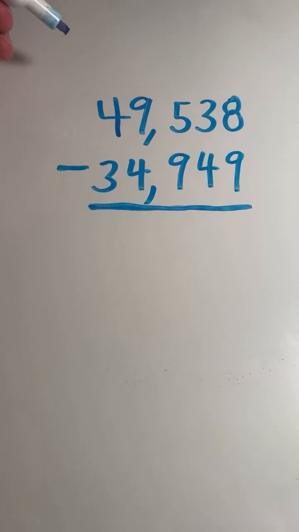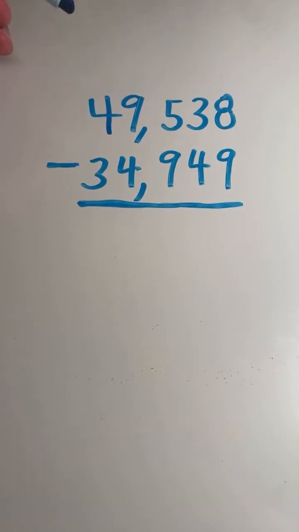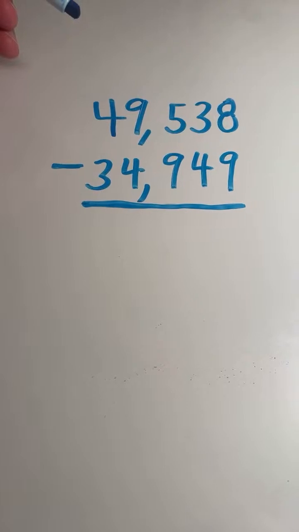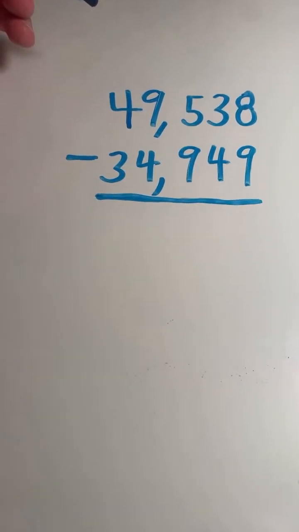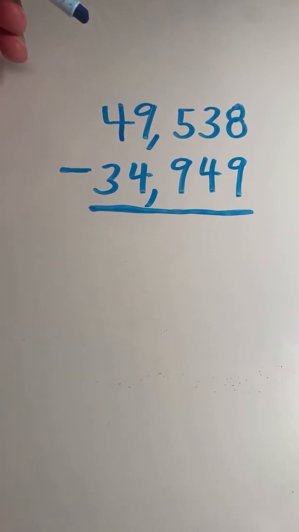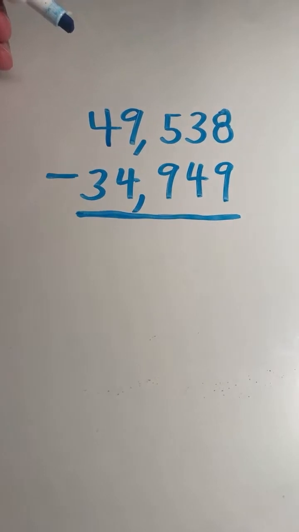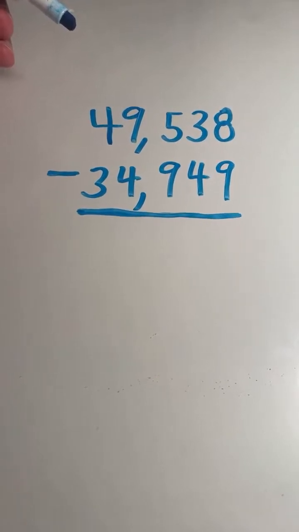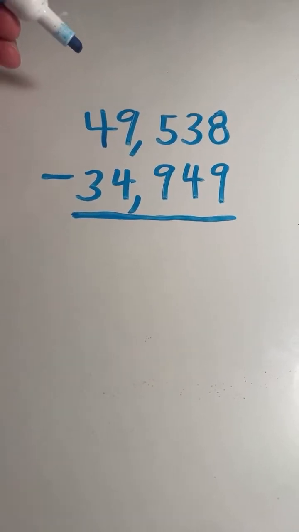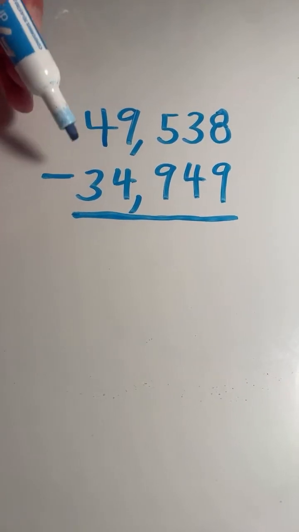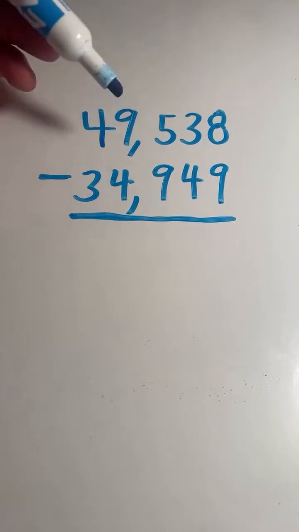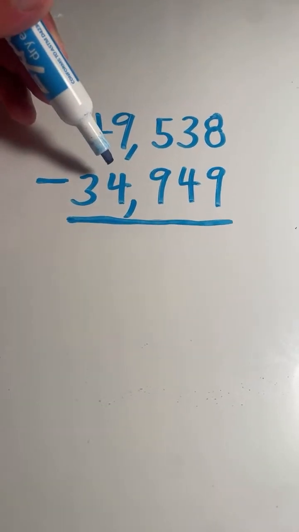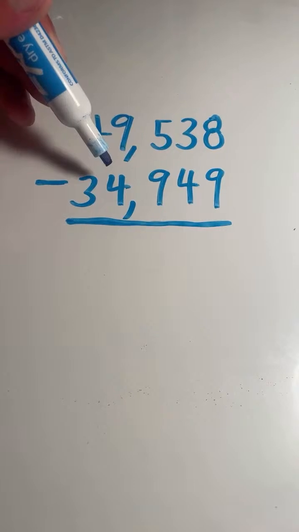All right, next example problem. We have 49,538 minus 34,949. Again, first step before we do any subtraction is we see if regrouping is needed, and we regroup whenever there's a bottom digit that's bigger than the top digit. So 4 is bigger than 3, so we will not need to regroup in the 10,000s place. 9 is bigger than 4, so we will not need to regroup in the thousands place.